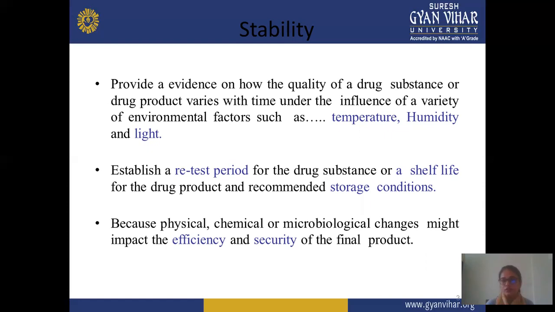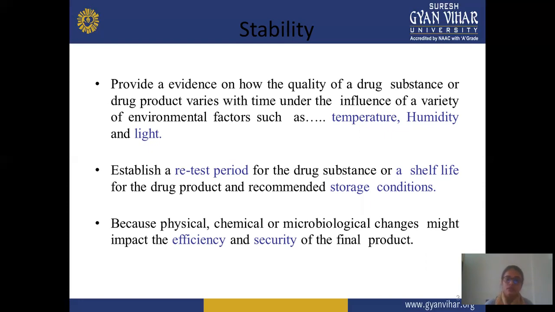Then the presence of humidity also affects your formulation. Suppose your formulation requires a dry form and you store it in a humid or moist condition, and your formulation easily takes up that moisture, so it can easily degrade or change state. Suppose your formulation is in a solid state, but you store it at humid or moist condition, then it takes up moisture from the surrounding environment and converts into a liquid or semi-solid formulation, and it is not in the original state.